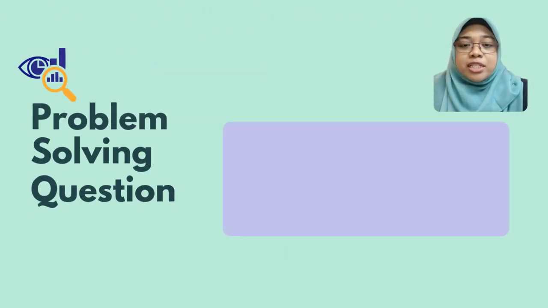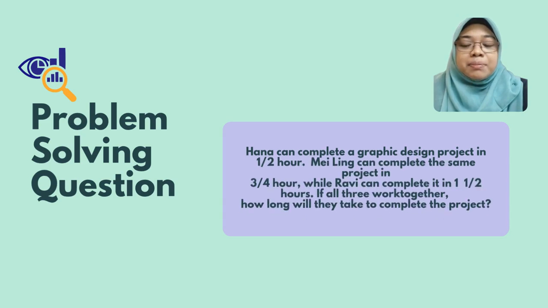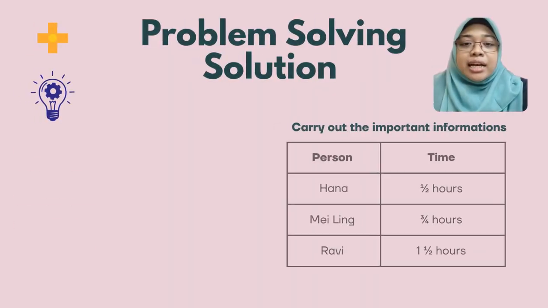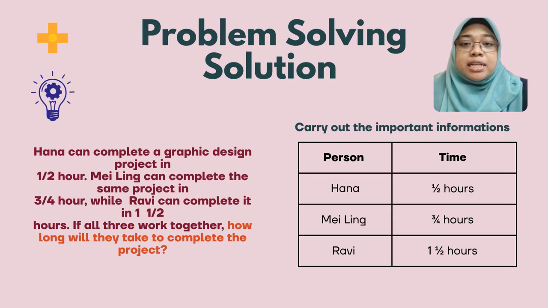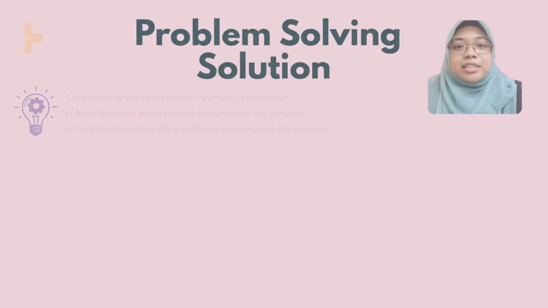First, I read the question carefully. Hana can complete a graphic design project in half an hour. Mei-Ling can complete the same project in 3/4 hours, while Ravi can complete it in 1.5 hours. If all three work together, how long will they take to complete the project? So, I identified that we were given the time taken by each person to complete the same project. The problem asks us to find the time taken if all three work together.